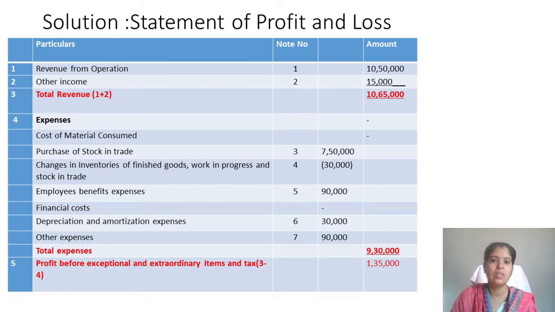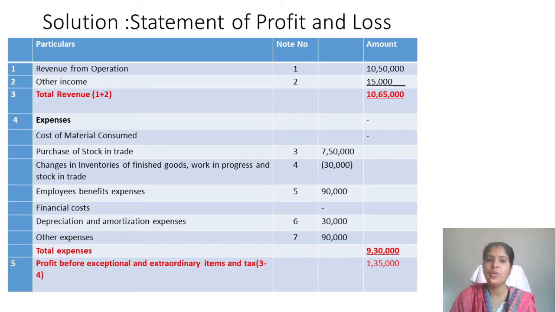Financial cost is not there in this particular problem. Depreciation and amortization total as per note number 6, 30,000. Other expenses total as per note number 7, 90,000. Now total expenses are 9,30,000. Earlier, 9,15,000 was your total expenses excluding managerial remuneration, which we used to calculate the percentage. The managerial remuneration of 10% is 15,000, which is already added in other expenses. So total expenses is 9,30,000.